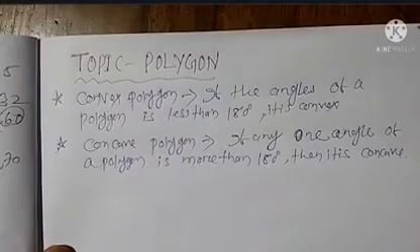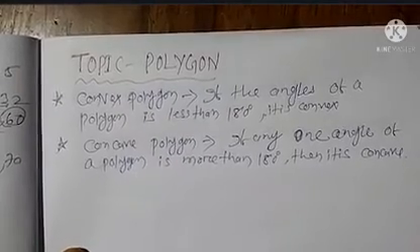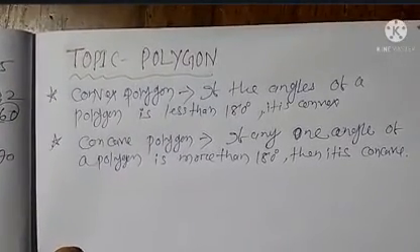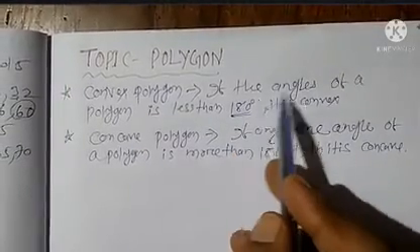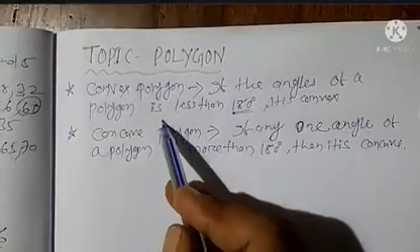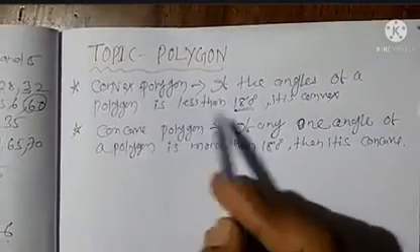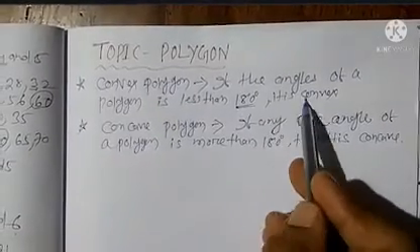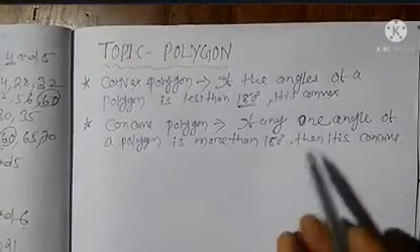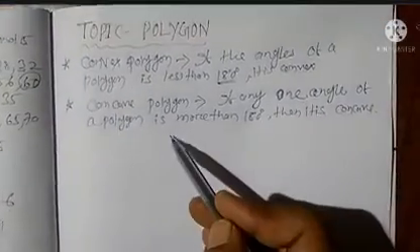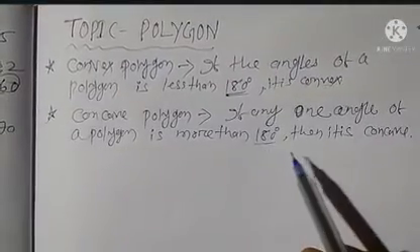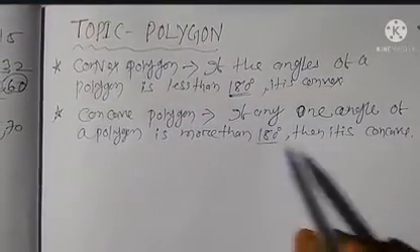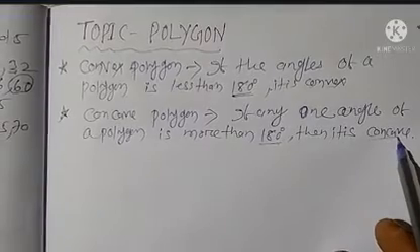Another definition of the convex polygon: if the angles of a polygon are less than 180 degrees, then it is convex. What is the convex polygon? If the angles of a polygon are smaller than 180 degrees, then it is a convex polygon. Similarly, if any one angle of a polygon is greater than 180 degrees, then it is a concave polygon.